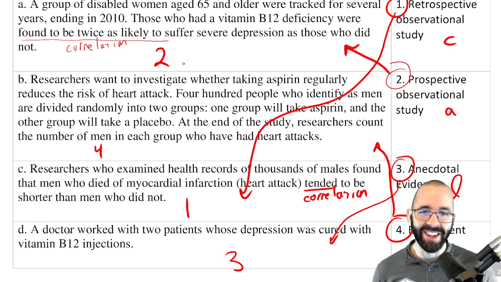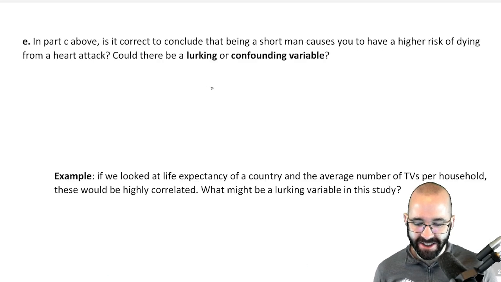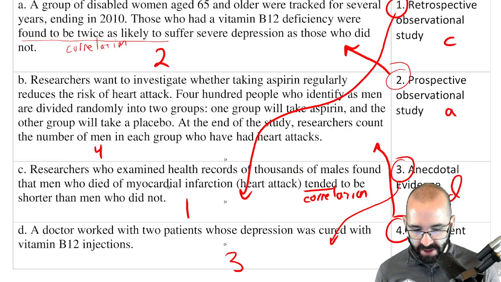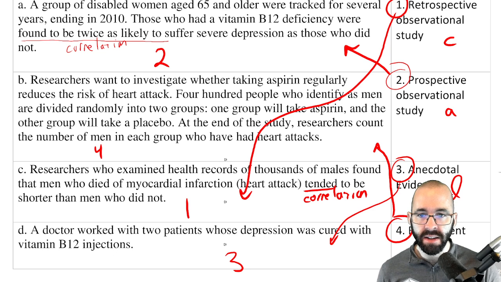I should have just chose one. We got so much writing right here. All right, that's what we got here. Let's talk a little bit about these things. In part C, which was a retrospective study, we looked at the health records.